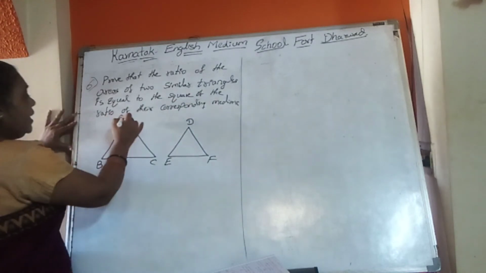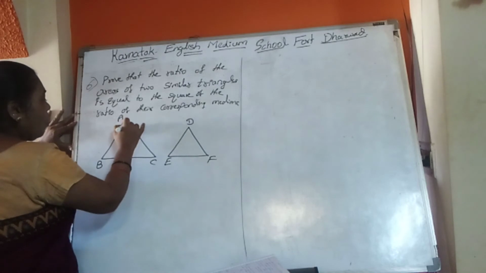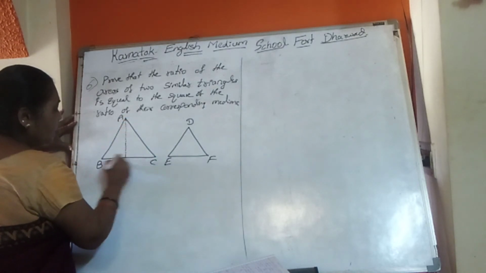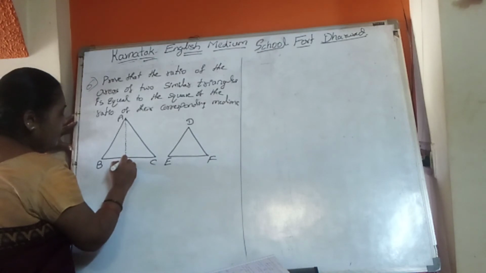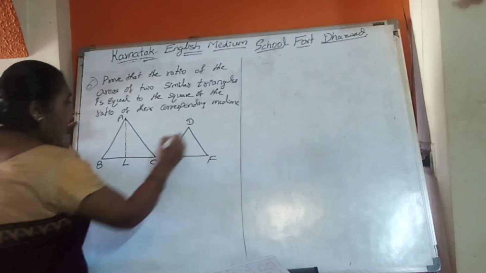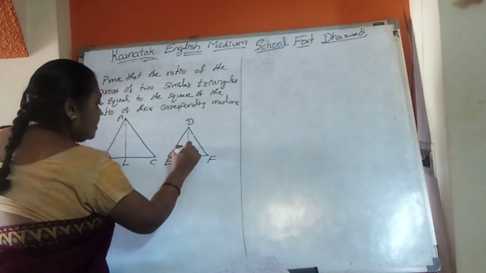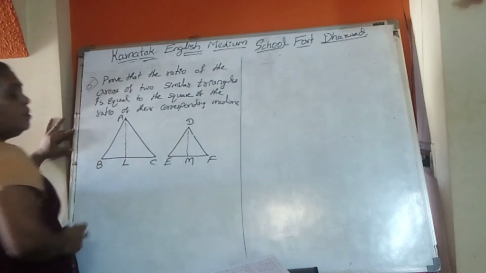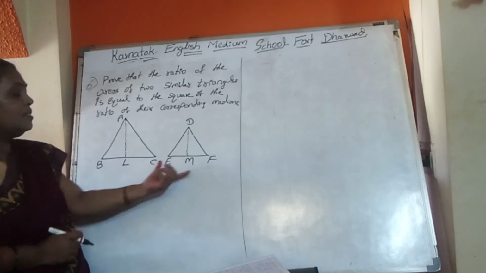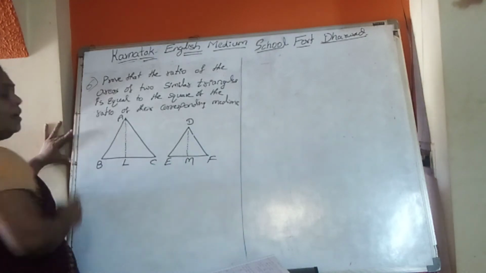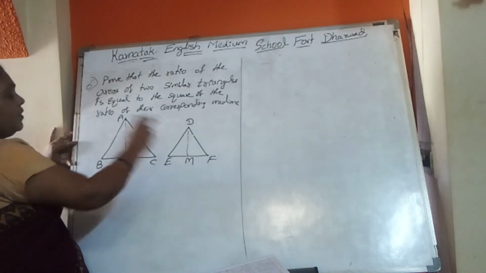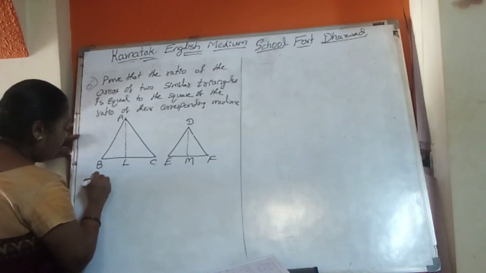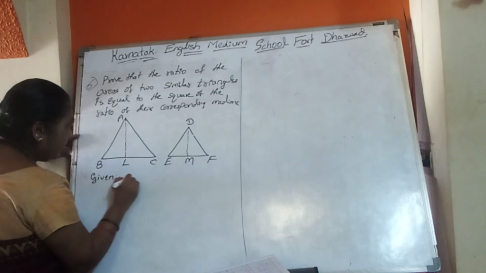corresponding medians. Median means from the vertex, one line is drawn to the midpoint. So this is the median, AL, and this is M, the median DM. The ratio of the squares of the medians. So what are they given here?